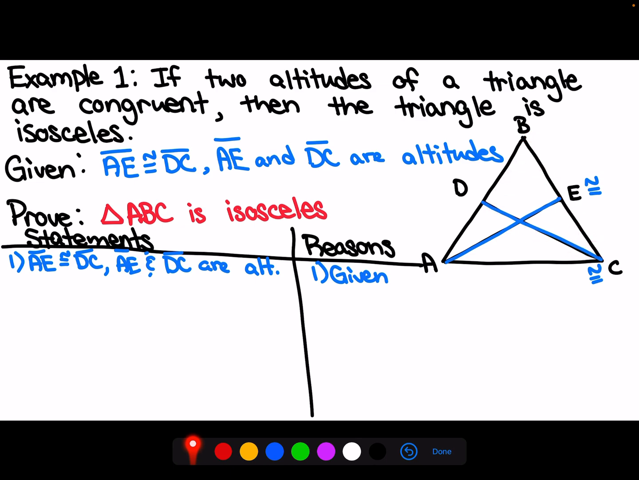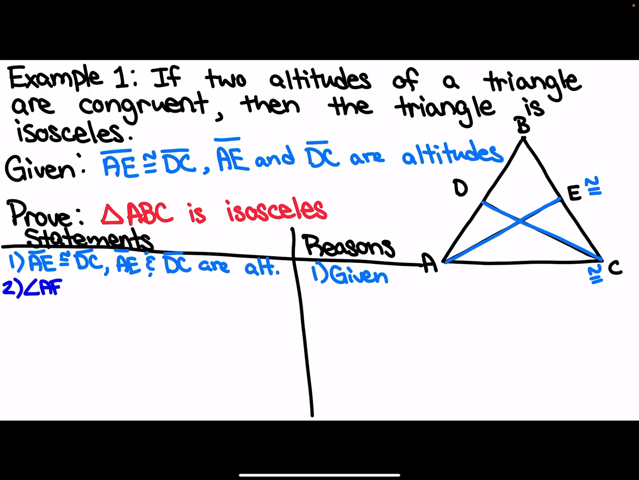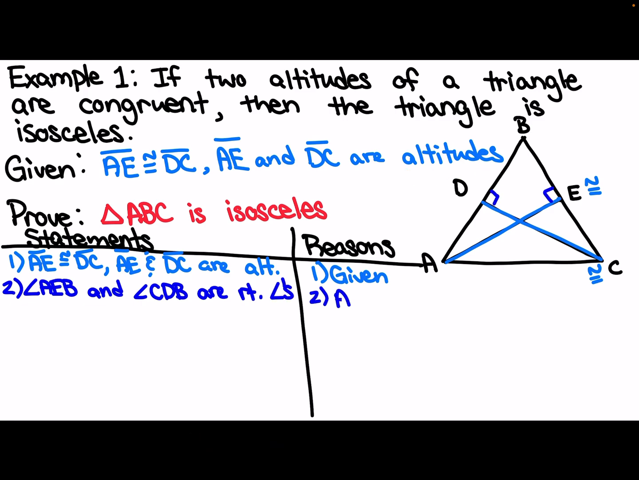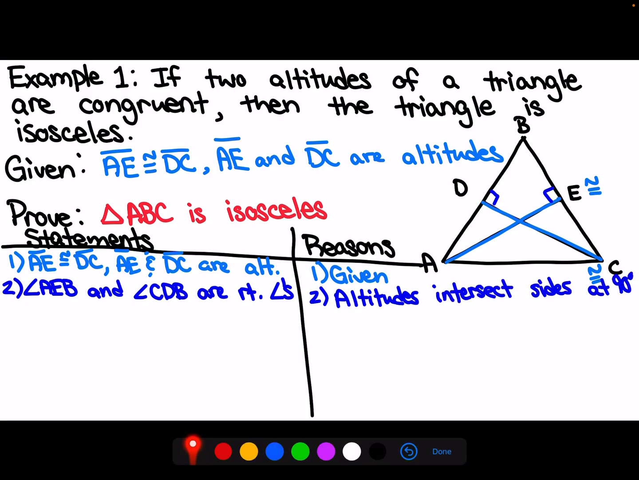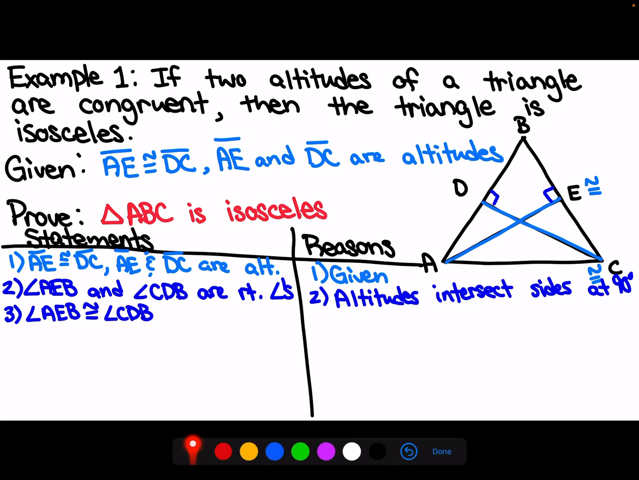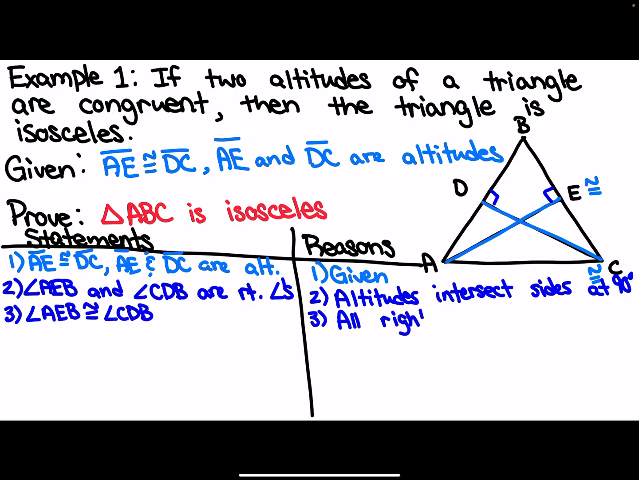thing that I'm going to do is say that these two angles, angle CDB and angle AEB, are right angles. And the reason I can say that these are right angles is based upon altitudes. I know altitudes will intersect the opposite side at 90 degrees. So that's why these two angles are right angles. And further, if they're both right angles, that means that they are also going to be congruent to each other. So angle AEB is congruent to angle CDB because all right angles are congruent.